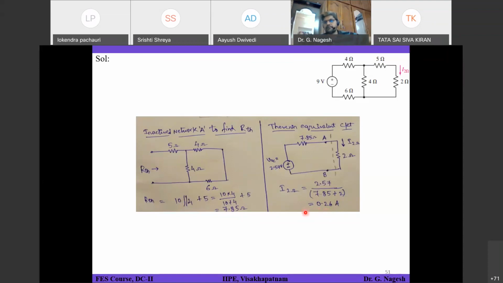Sir, what if in the question, instead of the 2 ohm resistance, we consider the 4 ohm resistance as the load resistor? Yeah, you can apply it. What is the problem? You mean the middle one? Yes, sir. Then you first disconnect this 4 ohm resistor and find the voltage across these two terminals.